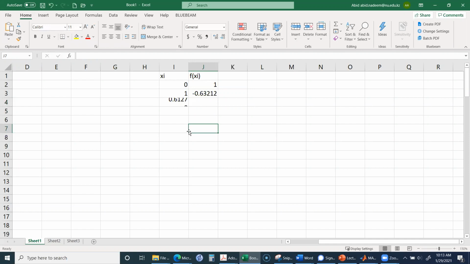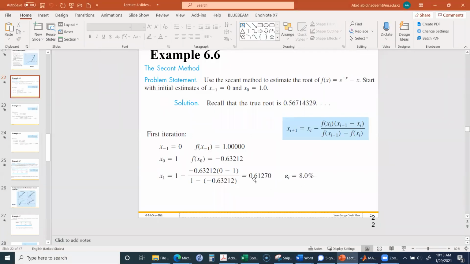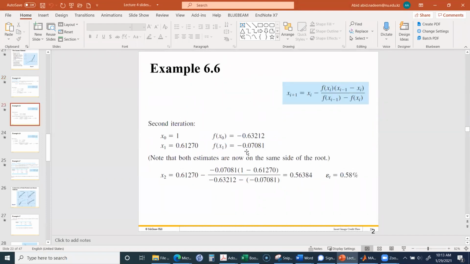Anyway, so I have applied this formulation. Then I calculate the value of the function. So it is now 0 minus 0.07081. So one thing is that I got 0.6127, and then the second one is that I got f of x1 as 0.07081. I got the same answer.